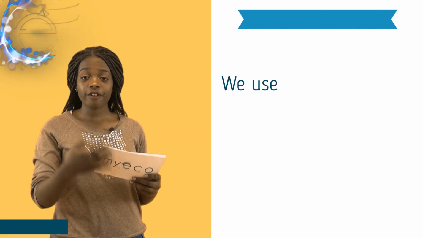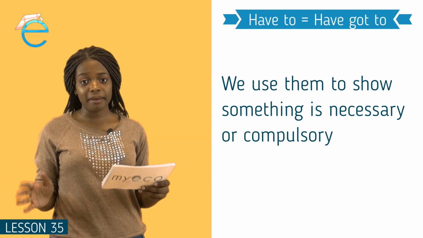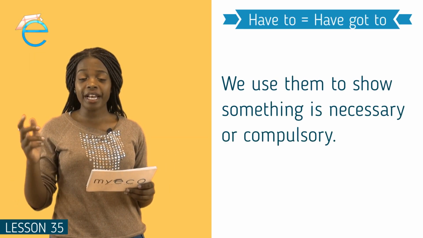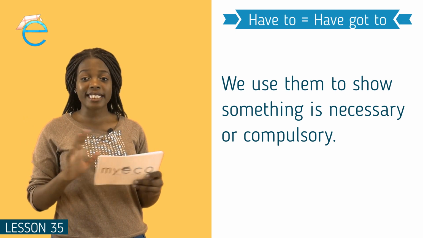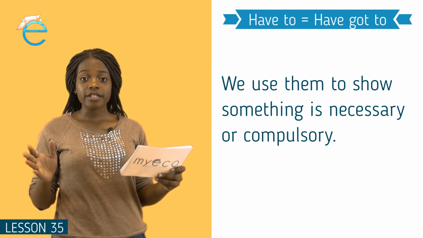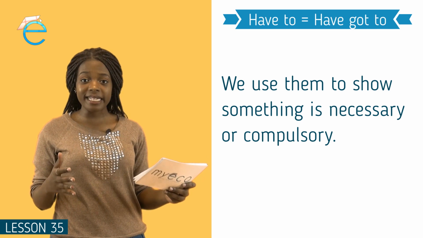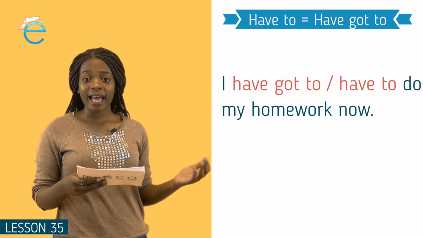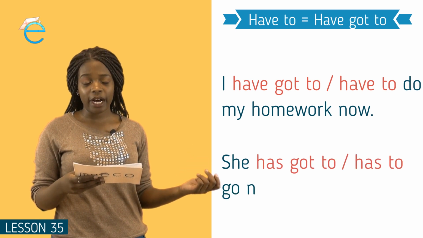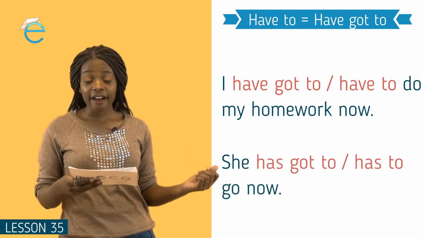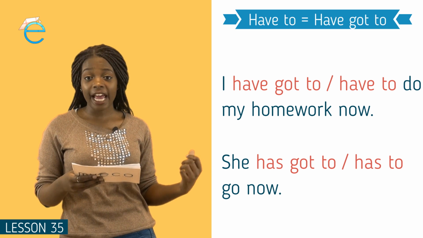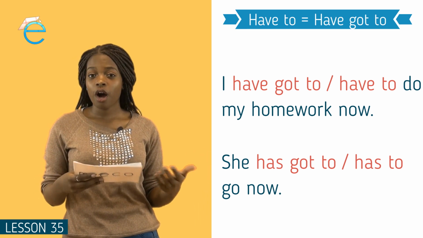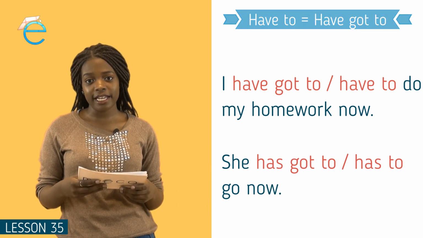Have to and have got to have the exact same meaning. So that means have to and have got to can be used in the same sentences, and they can be used in each other's places. For example, I have got to do my homework now, and she has got to go now. Can also be I have to do my homework and she has to go. Both of them are possible in this sentence.